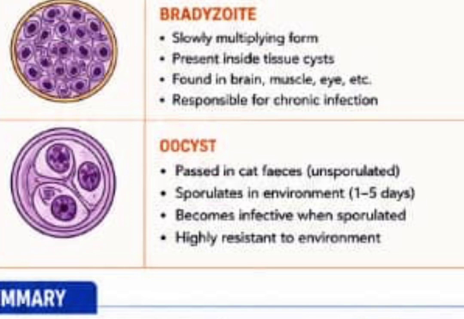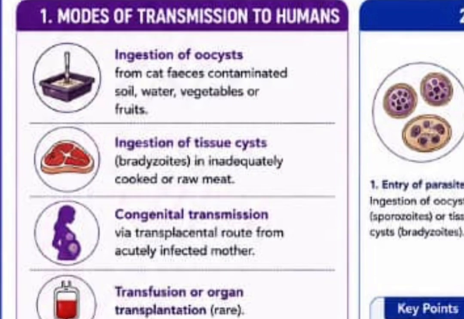I get them now, when they become sporulated. So the next one, what is the mode of transmission in humans? You can transmit it through ingestion of the oocyst. Remember, the oocyst can be seen in cat feces.